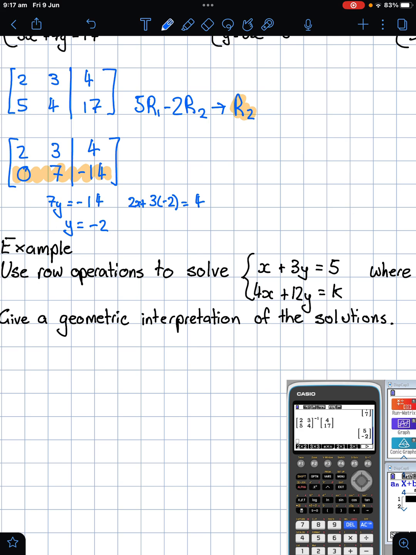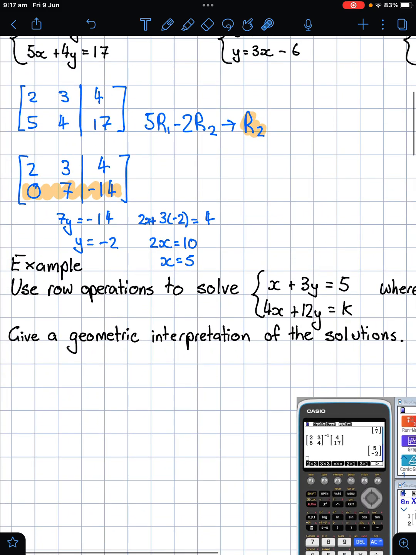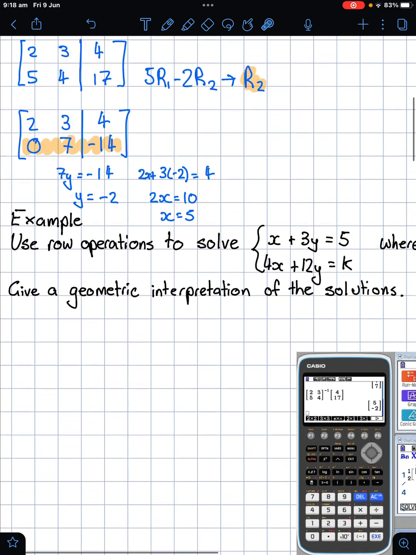2x, which means we're going to have 2x equals 10, because we've got -6, so we add 6 to both sides, and then we get x equals 5. Now, if we jump down to my calculator screen here, you can see that is the way we solve it. And I've also done it as a matrix operation, but a little bit different there.